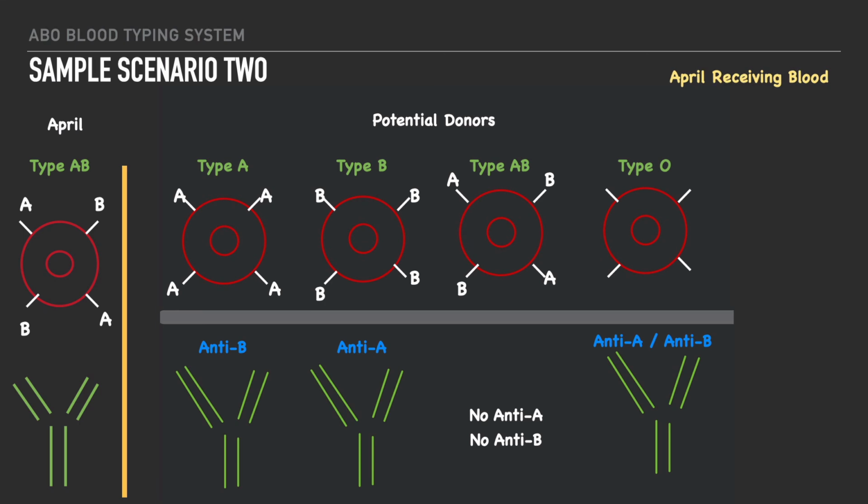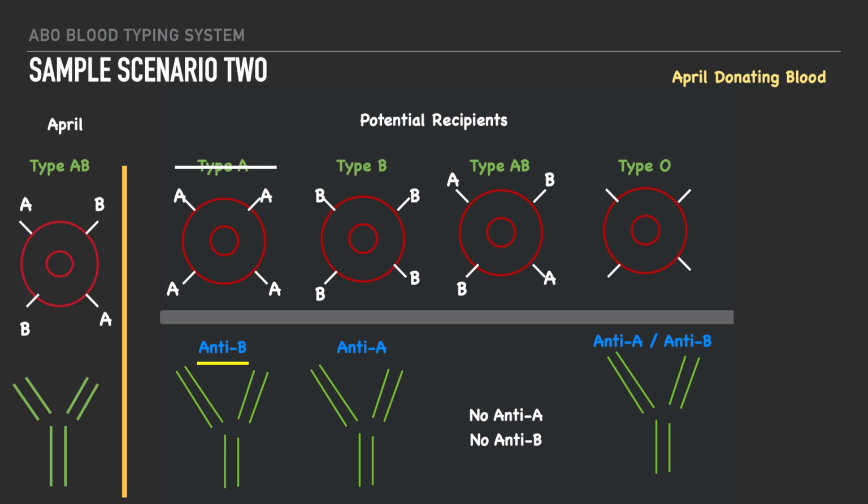Now, let's shift gears and ask, which blood types could April donate to? If we have an individual with type A blood, we can see that they have anti-B antibody. And so this individual's blood would reject any red blood cell with a B antigen on it. And unfortunately, April has a B antigen on the surface of her red blood cell. So the individual with type A blood wouldn't be able to receive blood from April. Now, we'll strike through it as a potential option.